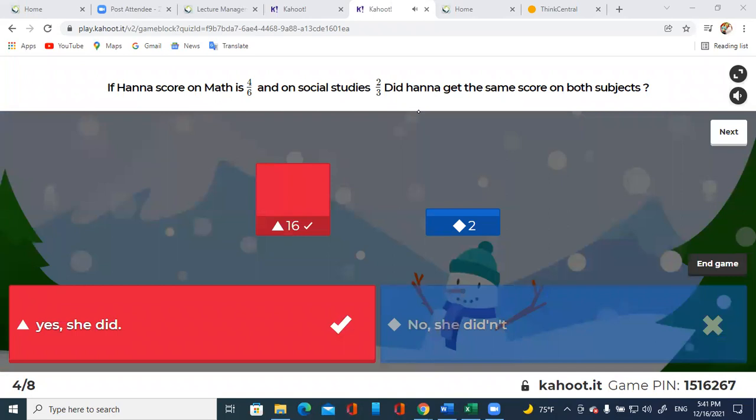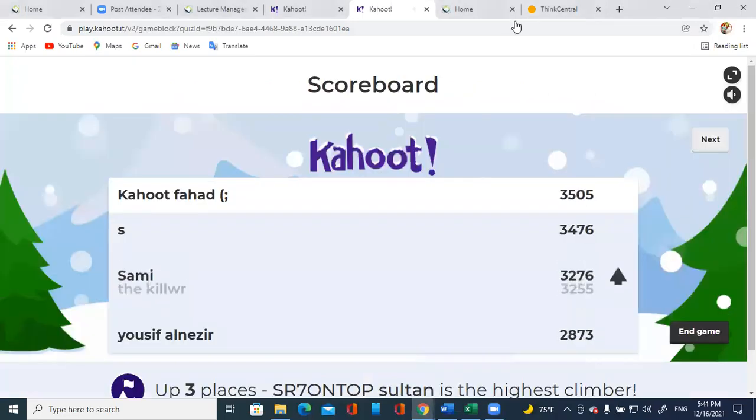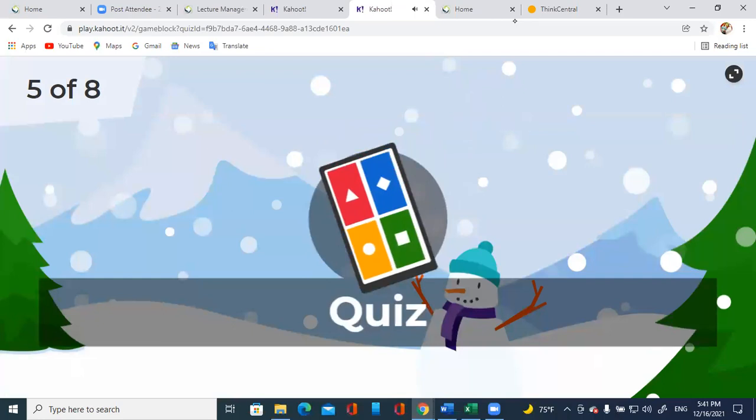Good job, my dear students. The same question for math and social studies. Are these ratios equivalent? Yes. So did Hannah get the same score in both? Does 4/6 equal 2/3? Yes, by using multiplication crossway, 6 times 2 equals 12, 3 times 4 equals 12. They are equivalent. So, yes, she did. Great job, Muhammad Sami, in the third place right now.